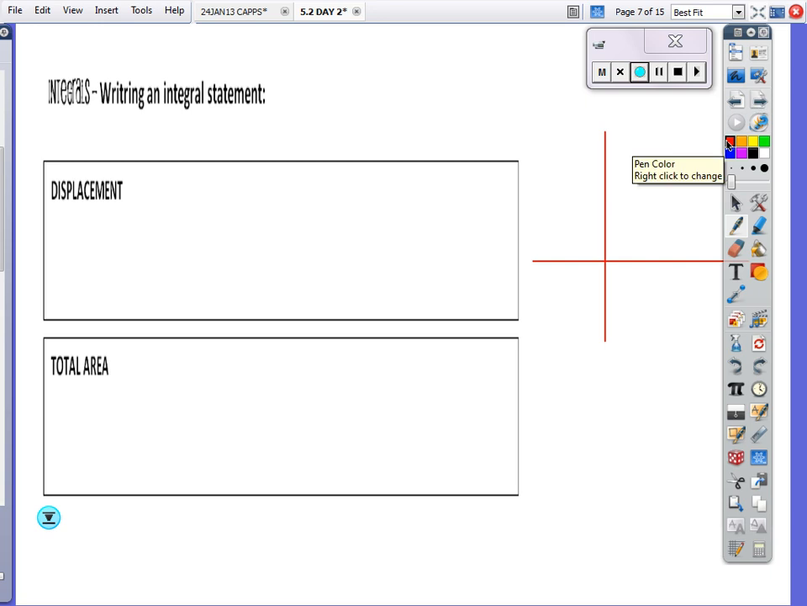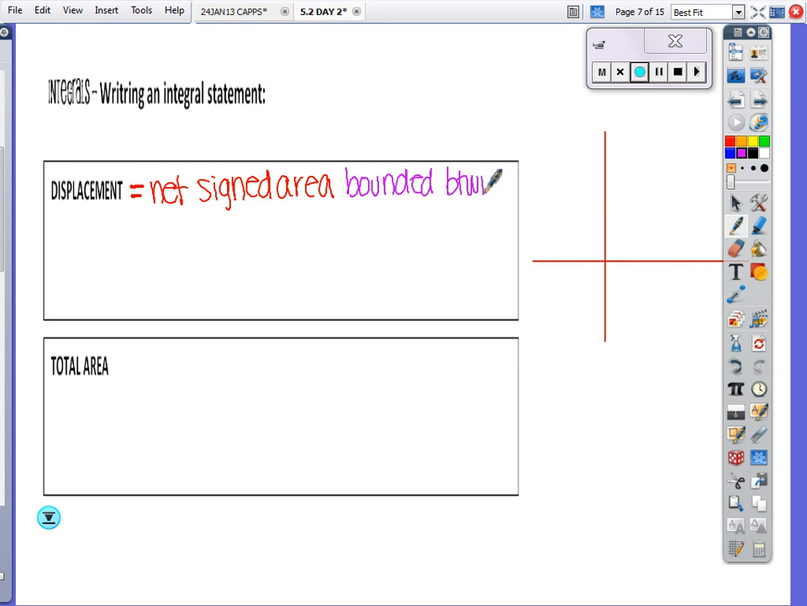So displacement is exactly the same thing as your net signed area. So first start out with net signed area. And I'm going to actually add a little bit more to what it really means. That's the shorthand version of what the displacement will be. Okay? Displacement essentially is very similar to the net signed area. And I'm just going to add a little bit more. Bounded between the curve and the x-axis over the interval a to b.